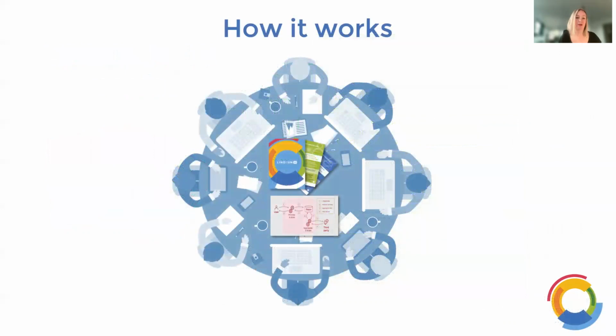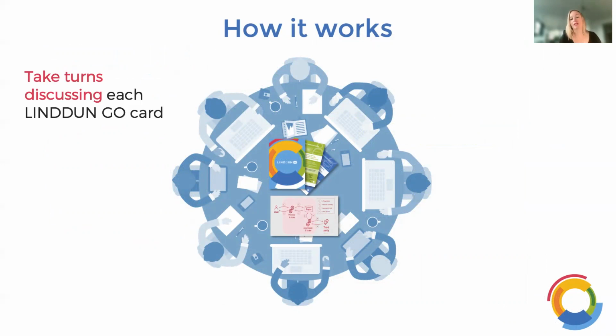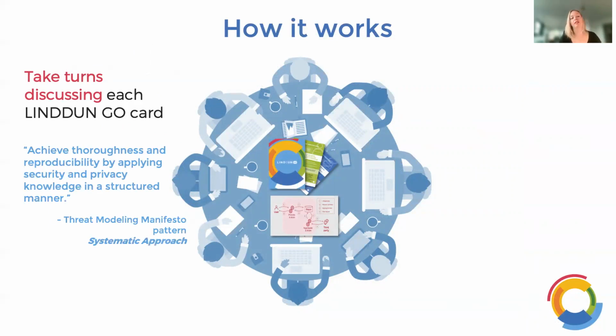Okay, we have the cards. Now, how does it work? Well, it's very easy to process. Each participant takes turns, picks a card, discusses it, and then there's a group discussion to see whether there are any gaps. By doing this systematically in a structured way, you achieve thoroughness, you achieve reproducibility. And then, of course, each identified threat should also be documented because these threats can and should have an impact on further design decisions.